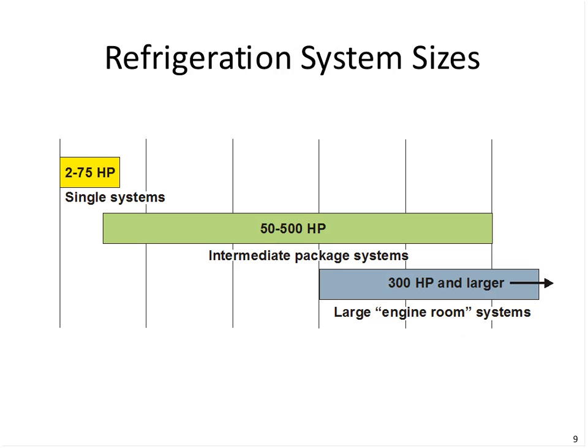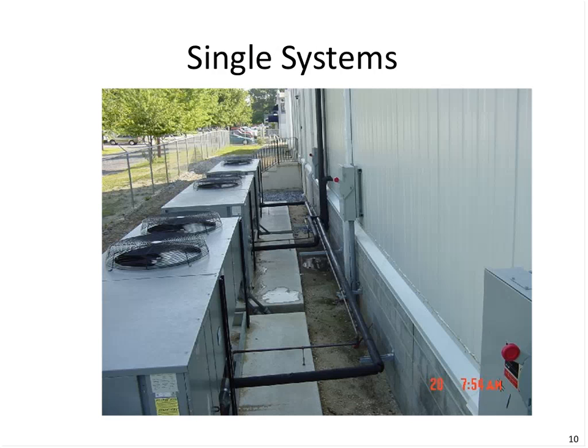So most refrigeration systems will be categorized by one of these three groups here. We have small single systems, generally up to about 75 horsepower, sometimes ordered from a catalog. Let's take a look at one of these. Here we go. So the condensing unit, compressor, we're looking at the outdoor unit here, and the refrigerant piping would go to the evaporator inside the storage area here.